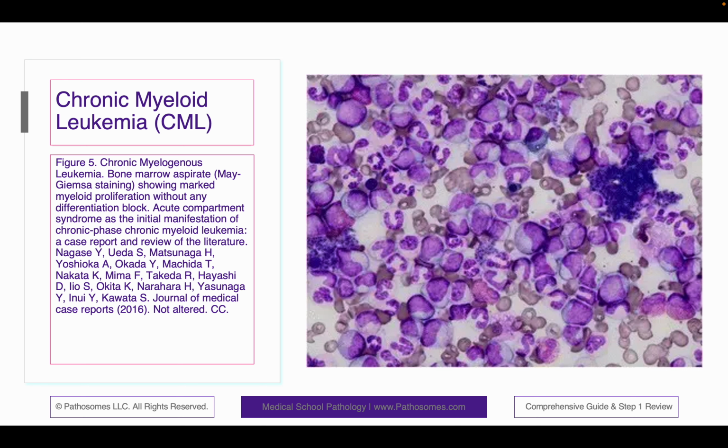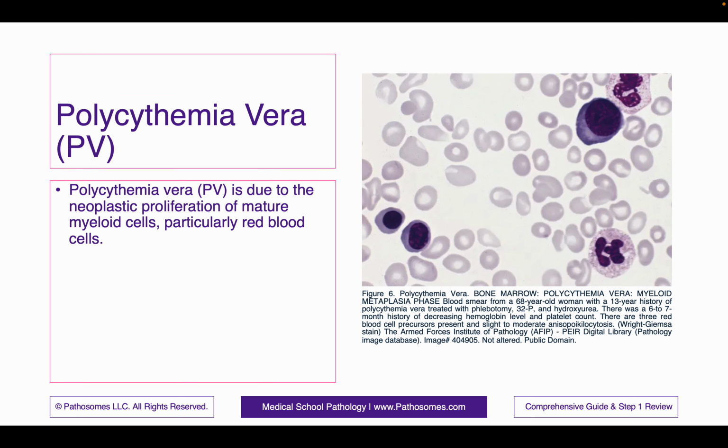You see this image with the packed myeloid elements, some bands, some metamyelocytes, some promyelocytes. This is chronic myelogenous leukemia. Let's move on to Polycythemia Vera.